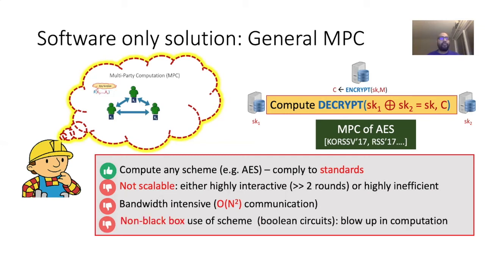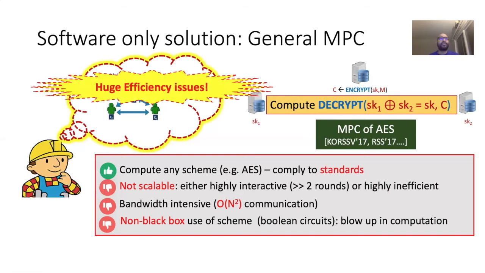Furthermore, MPC solutions typically work with Boolean circuits. So if you want to use MPC for, say, AES decryption, first you need to convert AES to an equivalent Boolean circuit, and that will lead to a lot of blow up in the computations. So overall, although there are certain benefits like complying with standards and the flexibility of using any scheme, it suffers from severe efficiency issues.